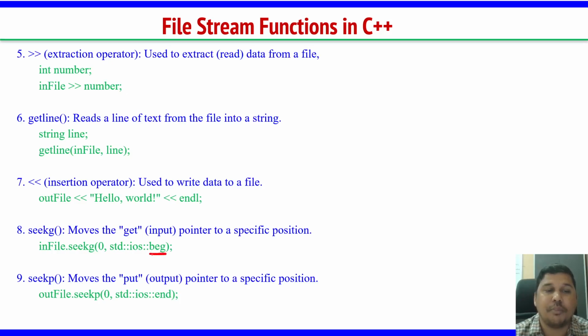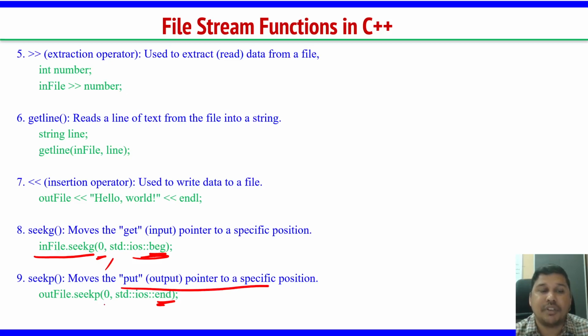See, we have something called beg and end, right? So what is the syntax? object dot seekg function, 0, that is from the beginning, beg. Beginning means wherever the cursor is, bring that to the beginning. The output pointer moves to a specific position. Wherever the cursor is, bring it to the end.